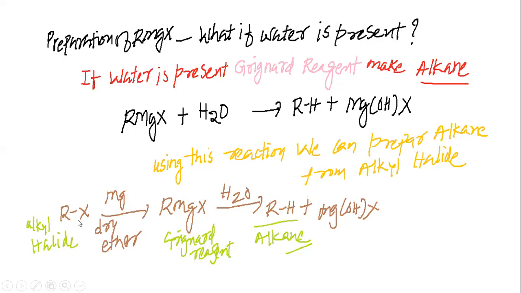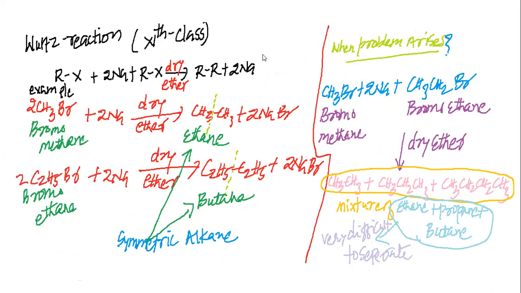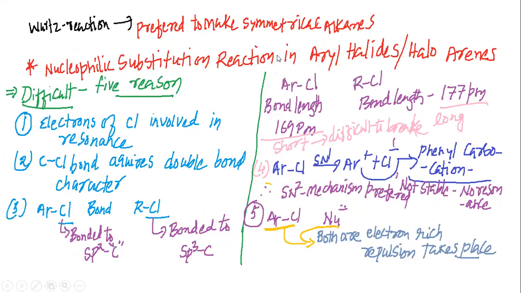Let us take alkyl halide RX and allow it to react with magnesium metal in the presence of dry ether. We get the Grignard reagent RMgX, and let the Grignard reagent RMgX react with water, so we can prepare the desired alkane. So this is again a method by which we can prepare alkane from the Grignard reagents. I hope, my dear students, you understand. Let's move to the next slide.